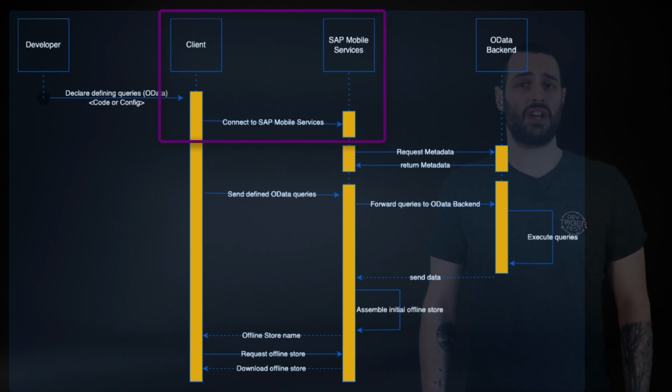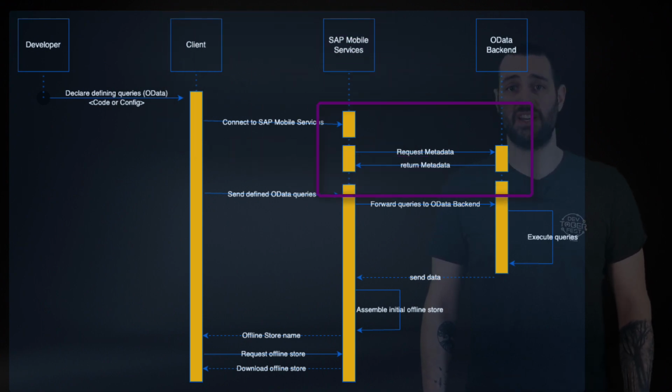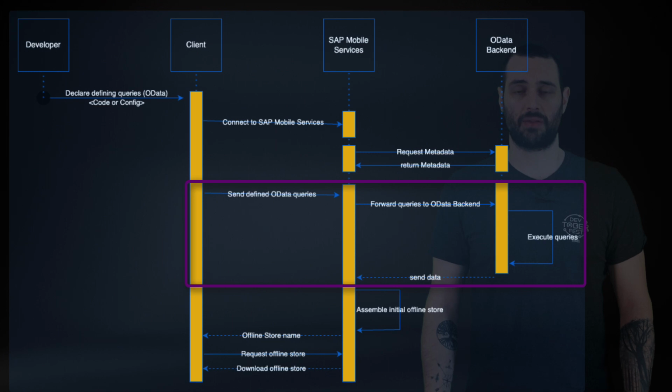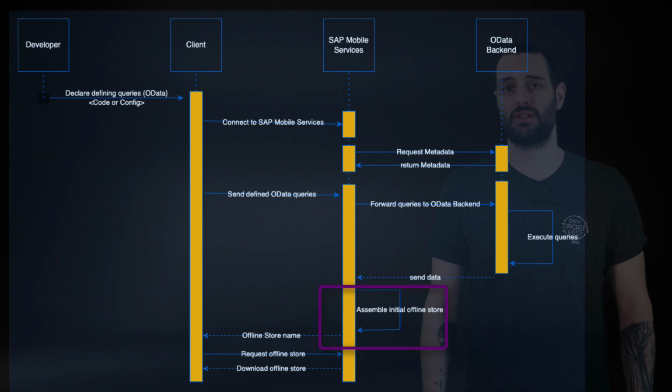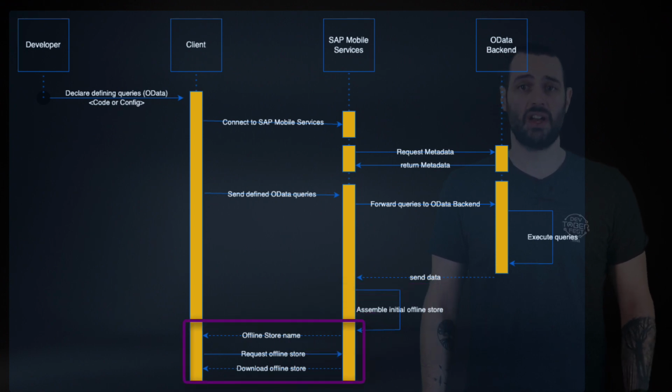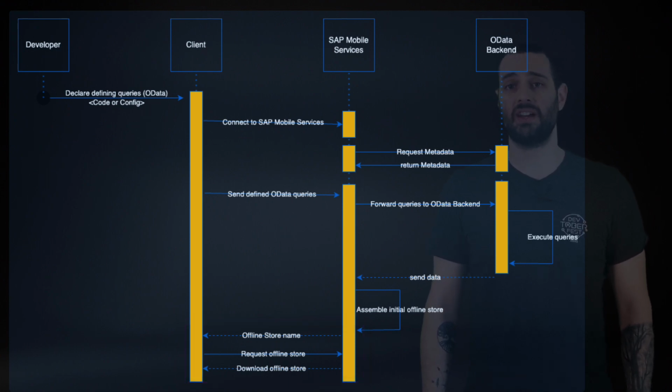So when the client first connects to Mobile Services, the metadata document of the OData service gets requested. After that, the client is sending the defining queries to the backend through SAP Mobile Services. The OData backend is executing these queries, and Mobile Services is populating the initial store database based on the responses for these queries. The offline store name and the offline store itself get downloaded to the client. At this point, all subsequent requests made by the client get sent to the local store database.